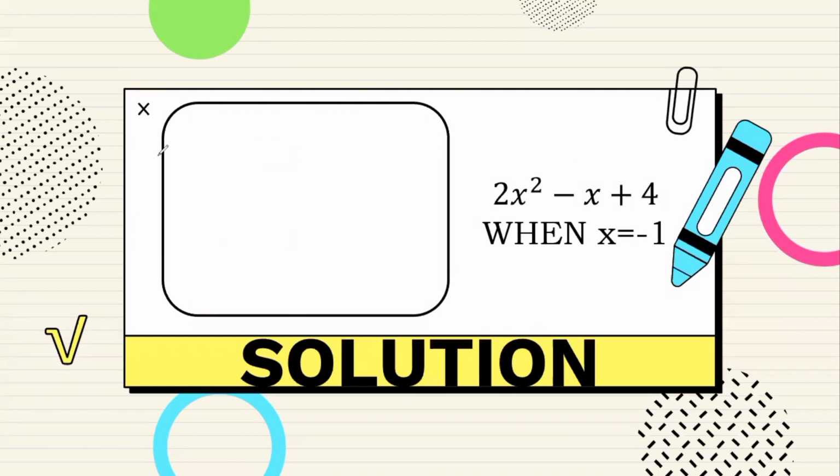So we have now 2x squared minus x plus 4. We change all x variables into negative 1. So 2 times negative 1 squared minus negative 1 plus 4. Do not forget your PEMDAS rule. Parentheses, exponent, multiplication or division, and addition or subtraction. Okay? Wag niyong kakalimutan yung basic na yan.